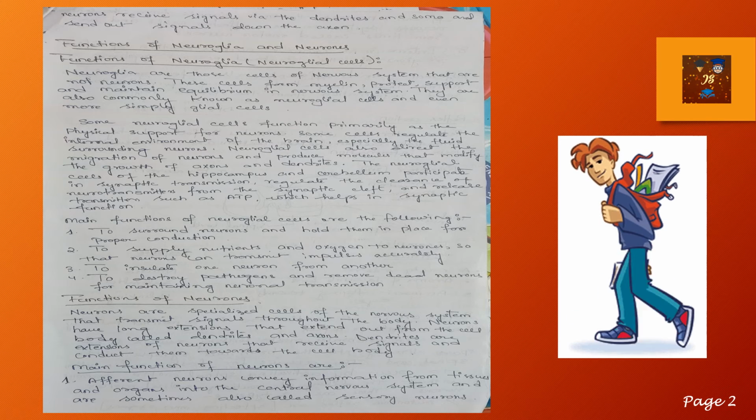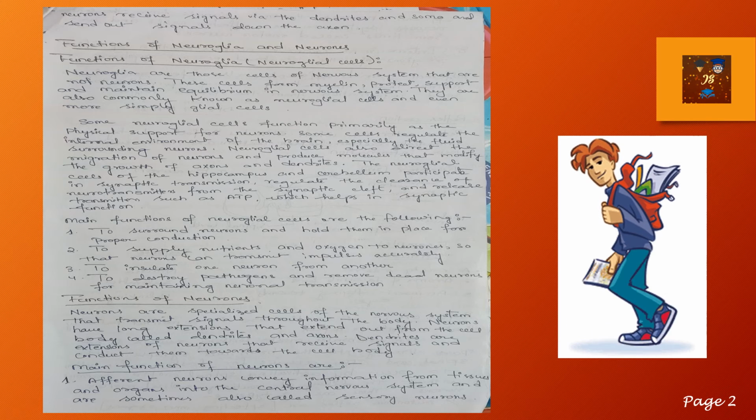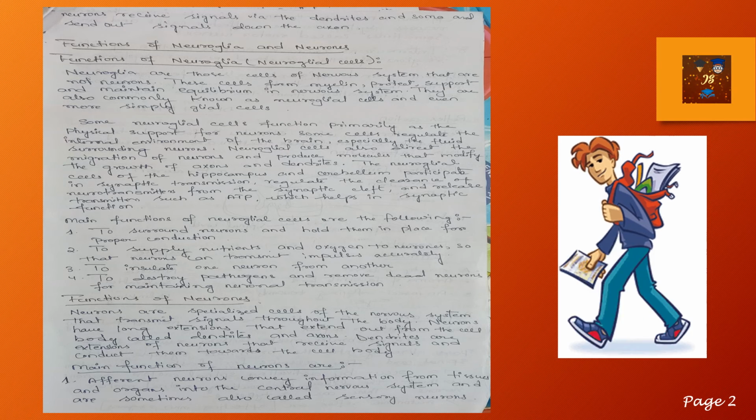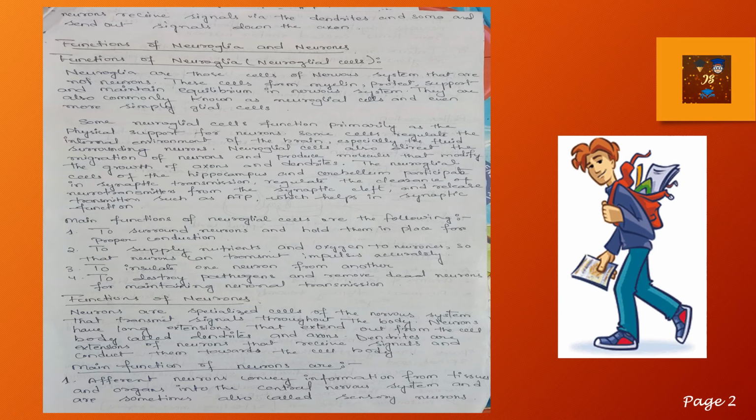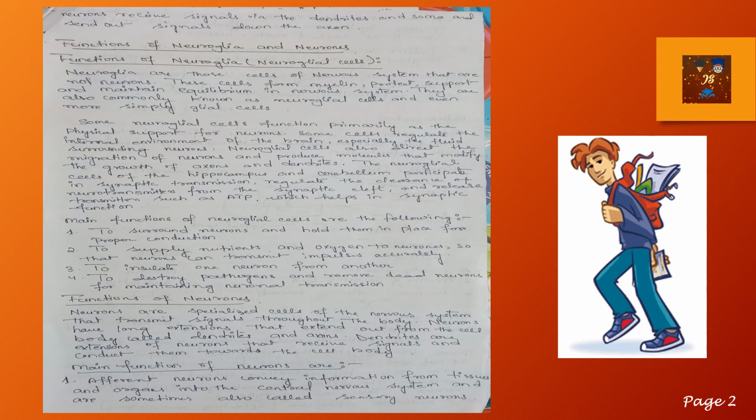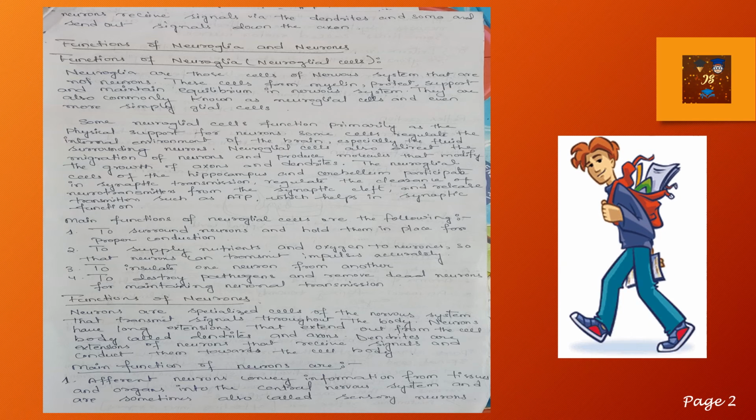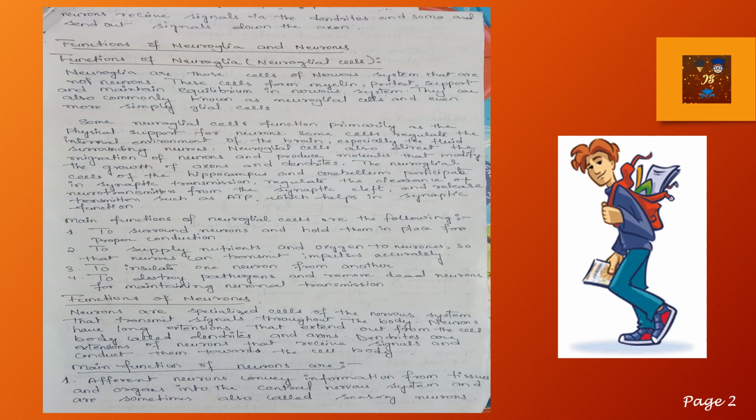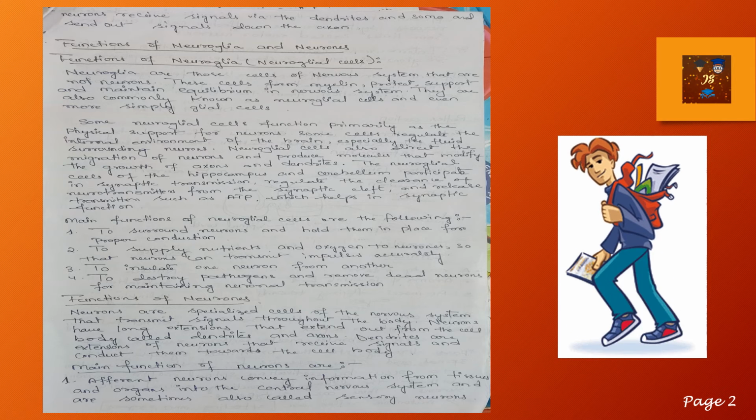Next, the functions of neurons. Neurons are specialized cells of the nervous system that transmit signals throughout the body. Neurons have long extensions from the cell body called dendrites and axons, as I told you earlier. Dendrites are the extensions of neurons that receive the signals. Dendrites receive the signals and pass them through the axon, and from the button at the end, ACH or neurotransmitter is secreted and transmits to the next neuron. The main functions of neurons are as follows.